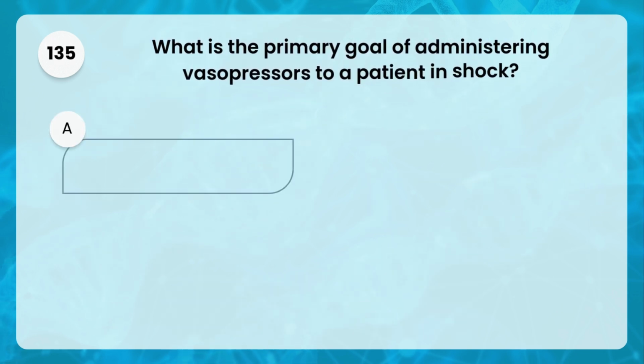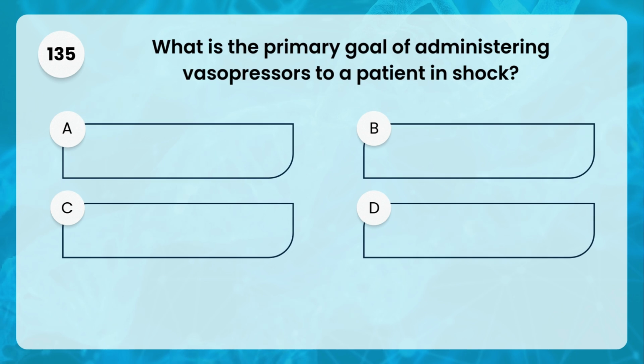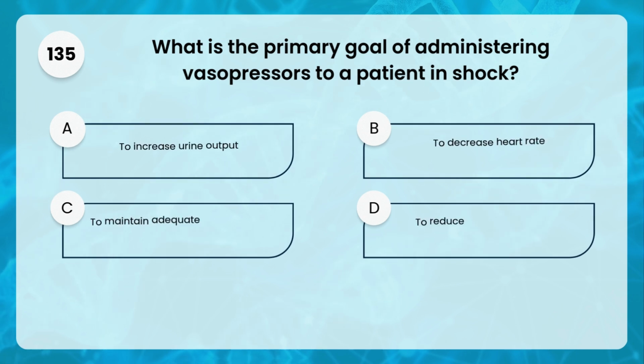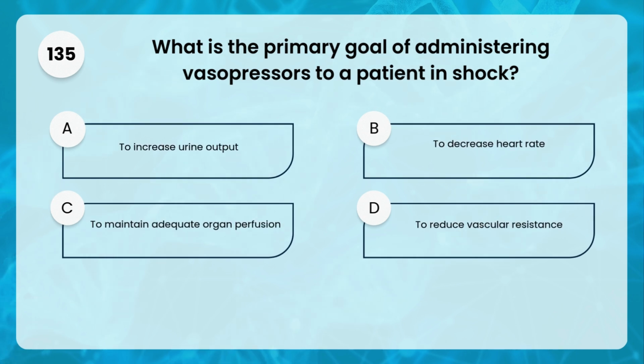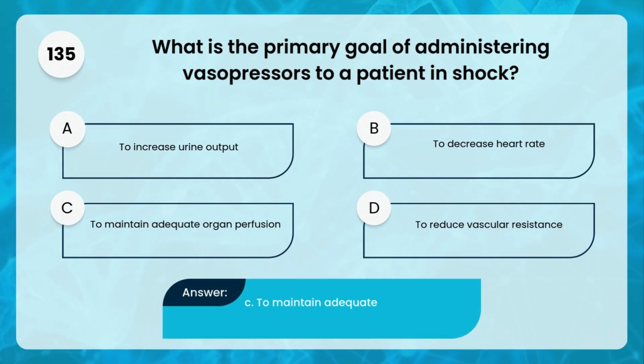135. What is the primary goal of administering vasopressors to a patient in shock? A. To increase urine output. B. To decrease heart rate. C. To maintain adequate organ perfusion. D. To reduce vascular resistance. The answer is C. To maintain adequate organ perfusion.